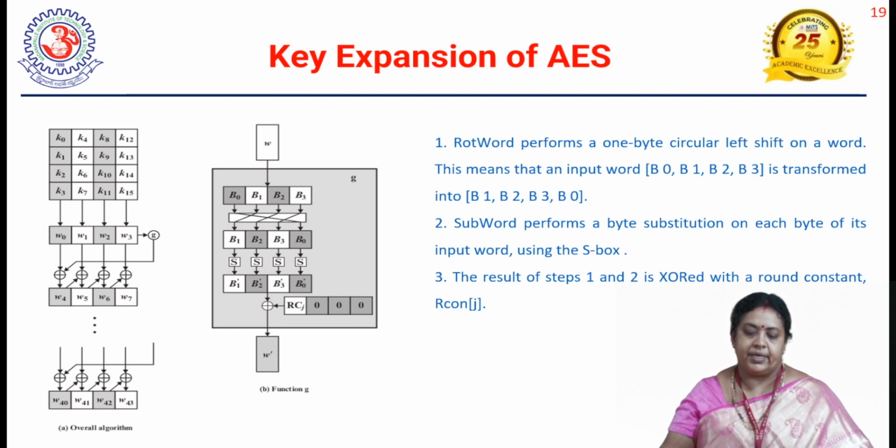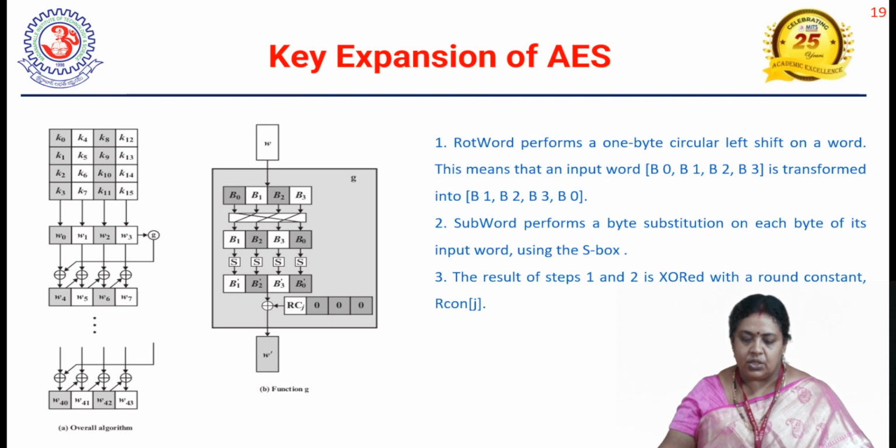How are these generated? We are using one function called the G function. For this function, this word is given as an input. Here we have the permutation. We permute the bytes: the 4 bytes are interchanged, transposed. They are permuted and given to the substitute bytes, that is the S box, so that it generates new bytes. Those new bytes will be XORed with a constant in order to generate the new word.